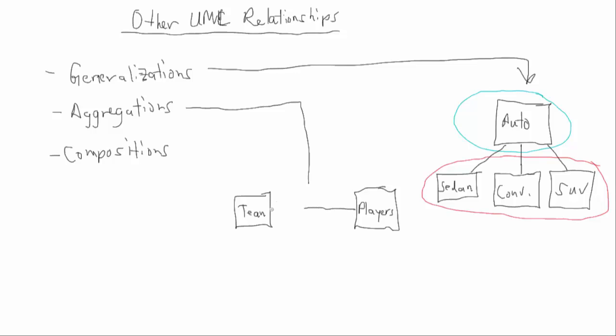And so we identify that aggregation with an open-ended diamond at the end of our line. So that's one type of UML notation that can be put in a relationship there. Players on a team. And then composition would be certain items are composed of sub-items, for example. And the example we see is a book and its chapters.